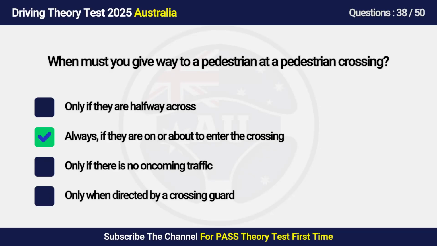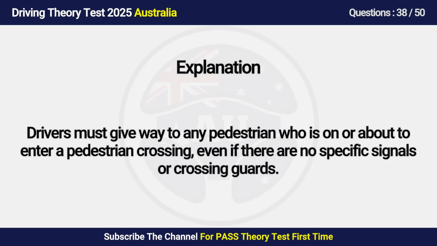Answer is B. Always if they are on or about to enter the crossing. Drivers must give way to any pedestrian who is on or about to enter a pedestrian crossing, even if there are no specific signals or crossing guards.